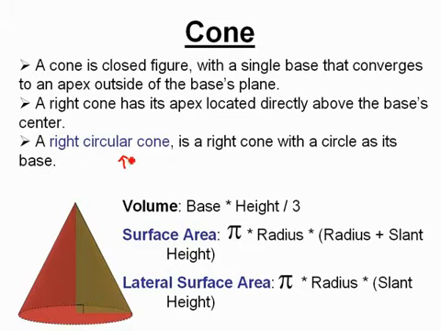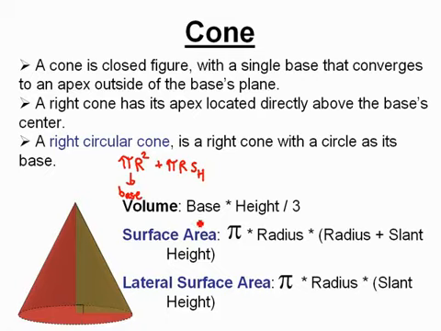You get pi times r, meaning the radius, squared, because radius times radius is radius squared, plus pi times radius times slant height, s subscript h. Well, if you think about it, the base is pi r squared, because it's a circle. So that takes care of the base.